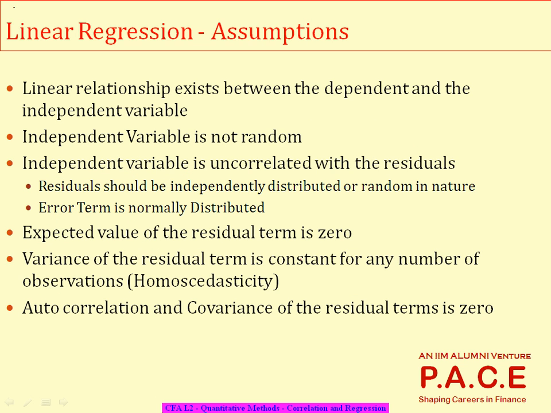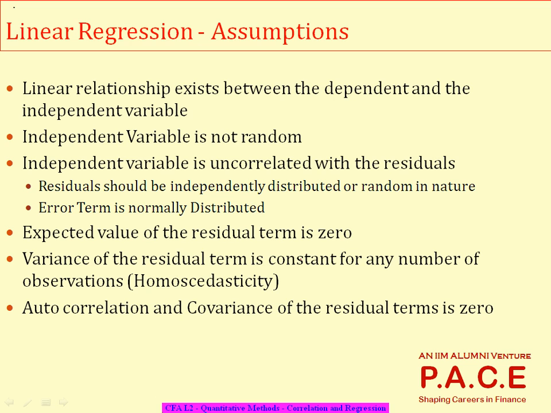Now, the linear regression, whatever the equation we have derived, it's actually based on a few assumptions. The first assumption is that the independent variable is not random. What we have taken as the independent variable here is the earnings of the company. If the earnings of a company are completely random, then linear regression has no meaning. They should not be random. They should be predictable.